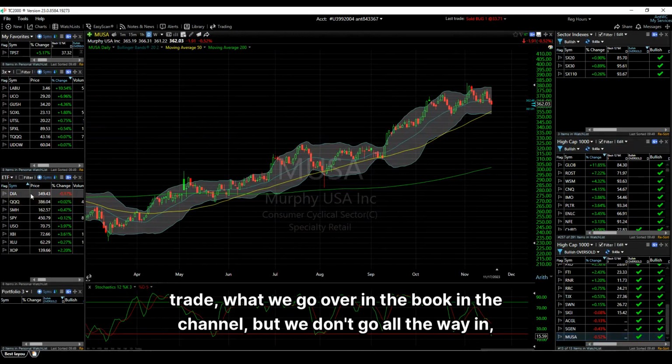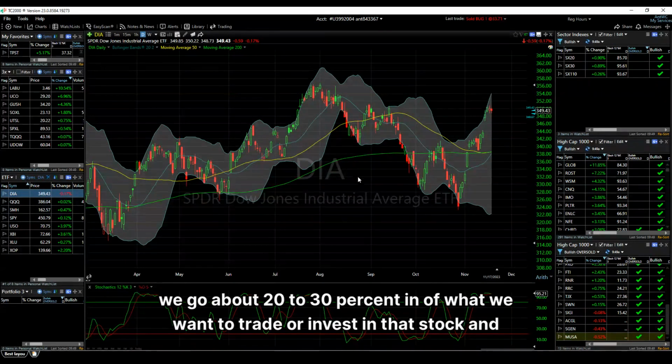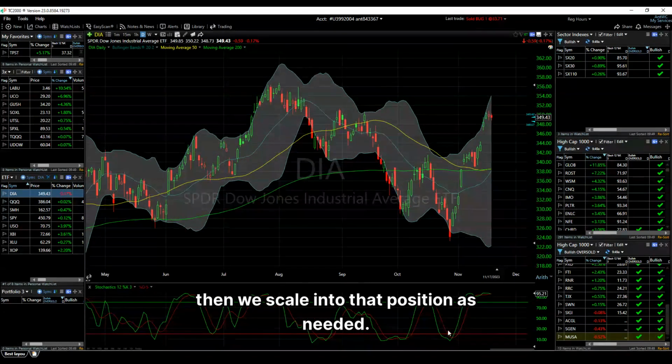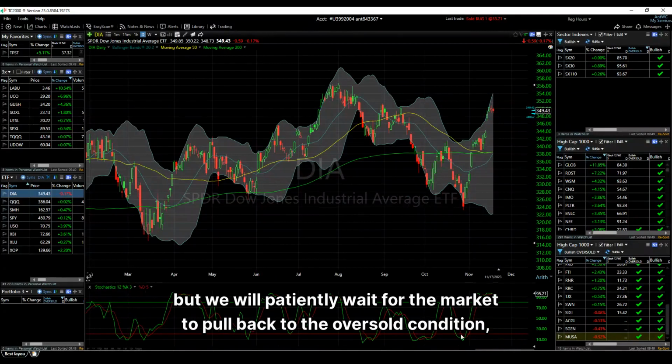We don't go all the way in. We go about 20 to 30% in of what we want to trade or invest in that stock, and then we scale into that position as needed. But we will patiently wait for the market to pull back to the oversold condition.